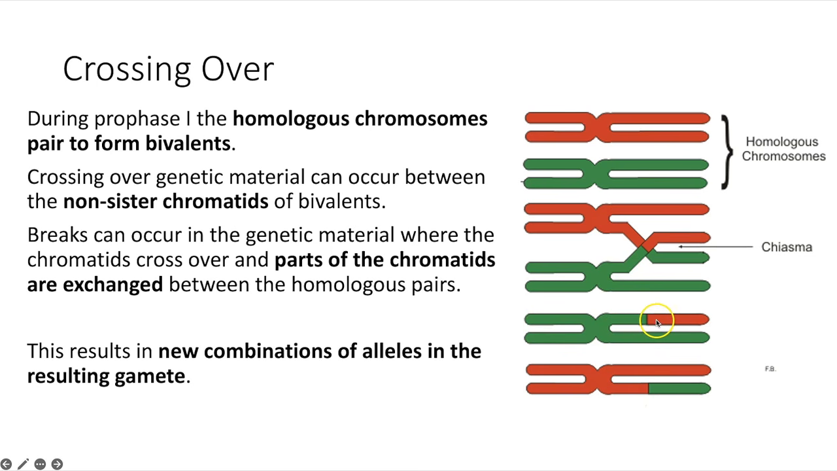Because they've now swapped a section of that chromatid, they have exactly the same genes because they're homologous chromosomes, but they might have had different versions, or different alleles, of those genes. And that results in new combinations of alleles in the resulting gametes that will be made from these chromosomes.